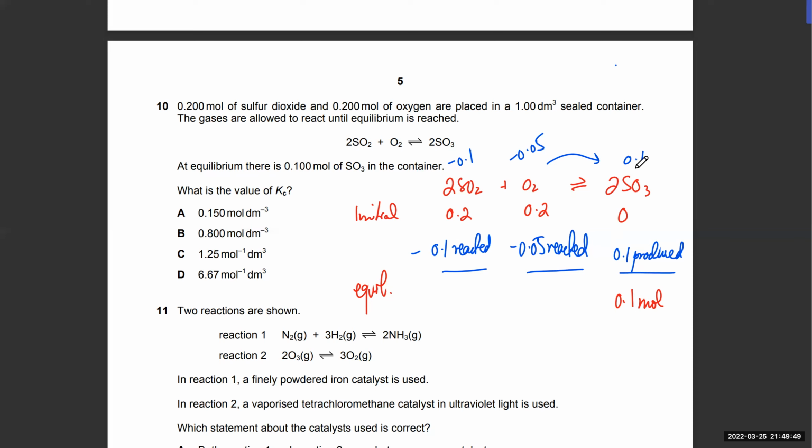Yes, sir. So if 0.1 is being produced, then we apply the ratio on the middle row. According to the ratio, if you want to produce 2 of SO3, 1 of O2 should react. So if you want to produce 0.1, 0.05 must react. Half will react. 1 O2 produces 2 SO3. So if you want to produce 0.1 of SO3, 2:2, 0.1 of SO2 must have reacted. Is that clear?